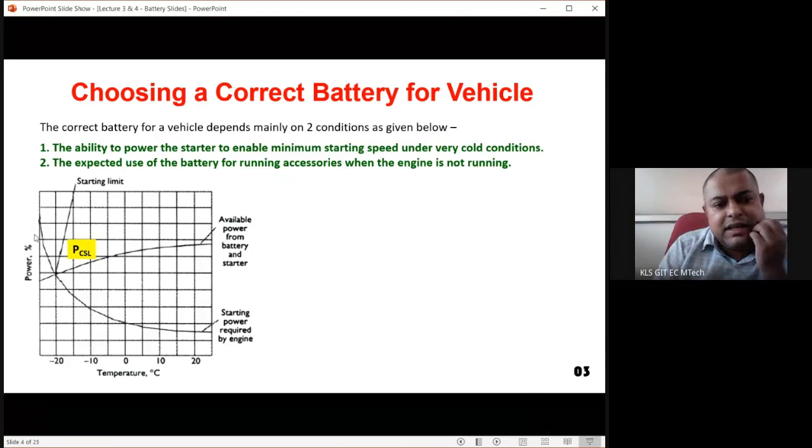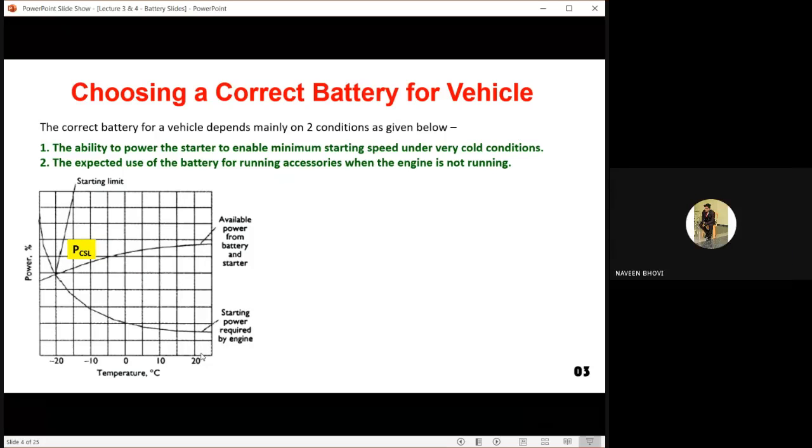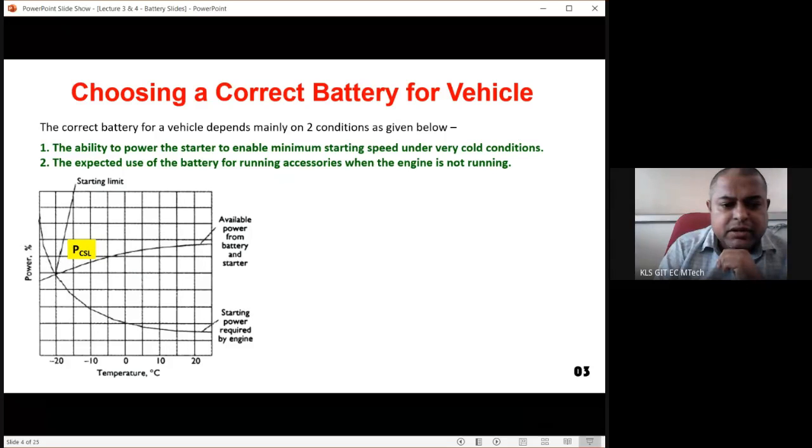See, this decreasing exponential graph is the required starting power. And we find that as the temperature is increasing, the starting power requirement is also decreasing. Just check, this is 20. So how much is this temperature? Can you understand this is 25 degrees centigrade? Okay. So how much is the starting power required? It is between 10% and 20%, so around 15%. So if the ambient temperature is 25 degrees centigrade, at that time, starting power required is only 15%.